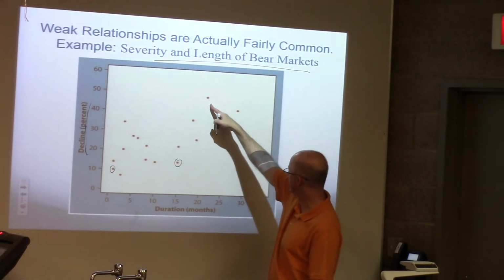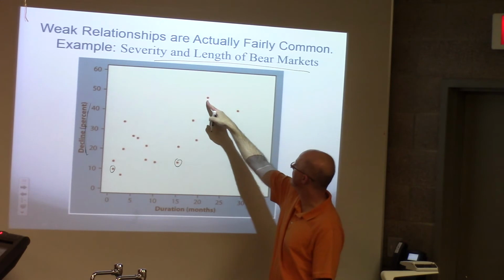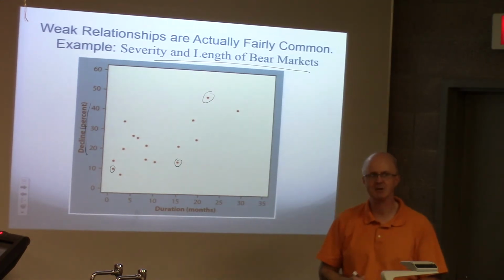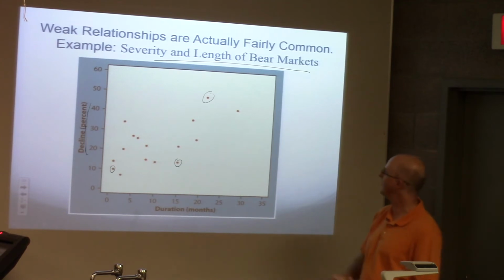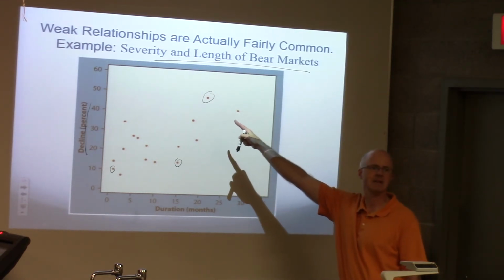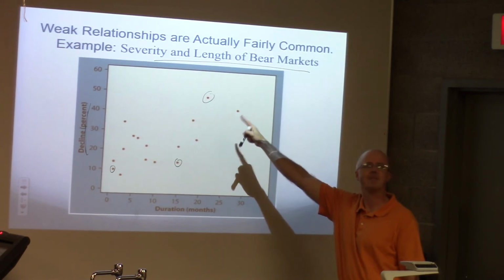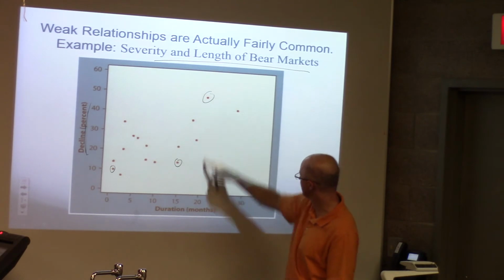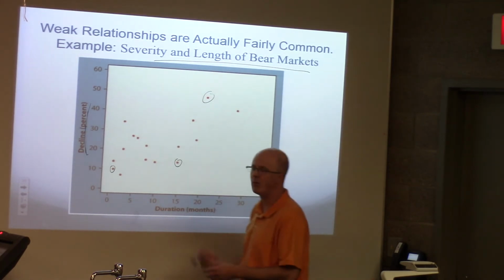That's a pretty long, pretty bad decline. That's pretty severe. This was made before the Great Recession in 2008, 2009. Perhaps that's the Great Depression right there, 1929, 1930, if you know about that. That's what that one might be. Again, it lasted about 21 months. But it's a pretty weak relationship.